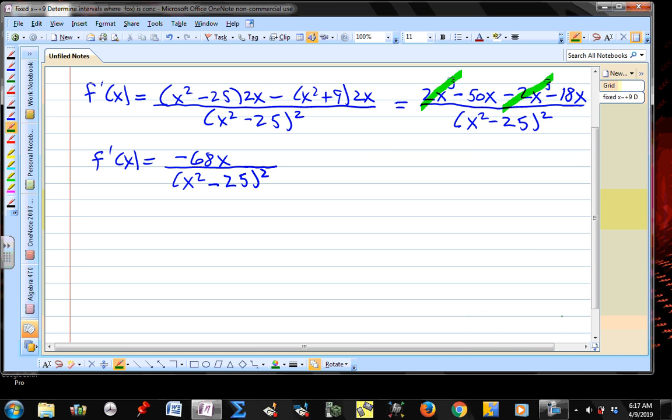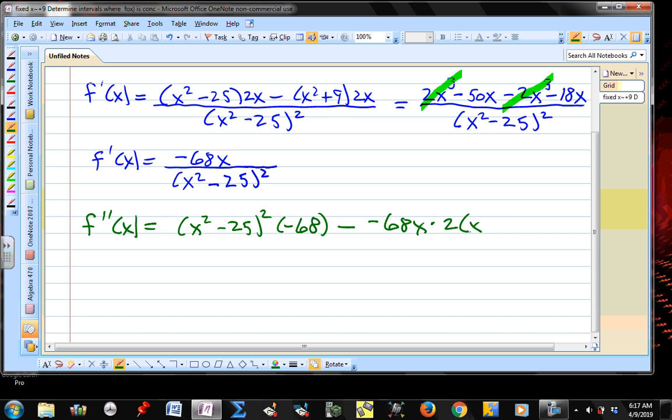Now that we've got the first derivative of f, we're going to find the second derivative of f. We're going to have to use the quotient rule again. So we'll go low d high minus high d low. We use the chain rule to differentiate that denominator. We're going to get 2 times 20x squared minus 25, all raised to the first power, times the derivative of the inside, 2x, all over the denominator squared.